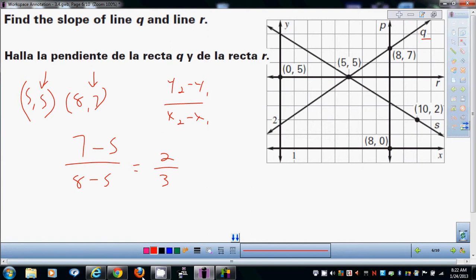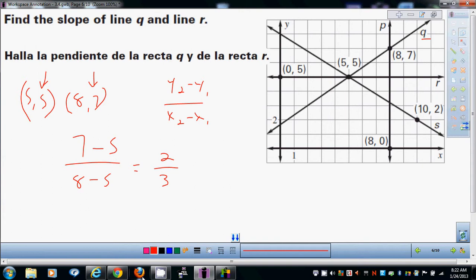Order does not matter. I know some of you are out there thinking, what if I did 5 minus 7 first? It doesn't matter as long as you're consistent. If you're going to use the 7 first, you have to use the 8 first. If you're going to use the 5 first, you have to use the 5 first. Just be consistent, and everything will work out.